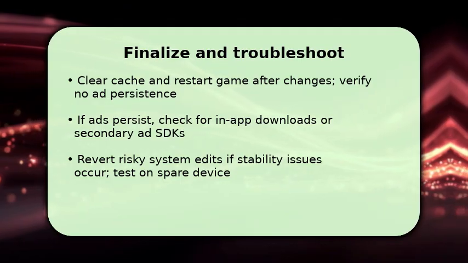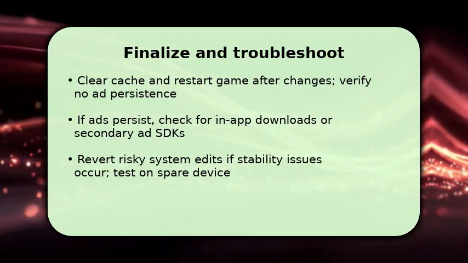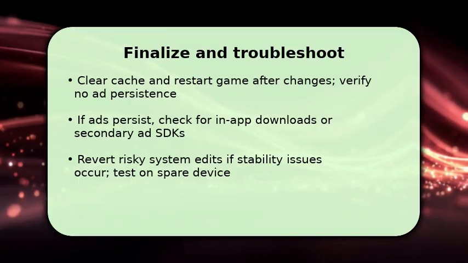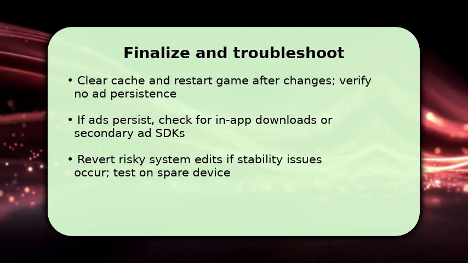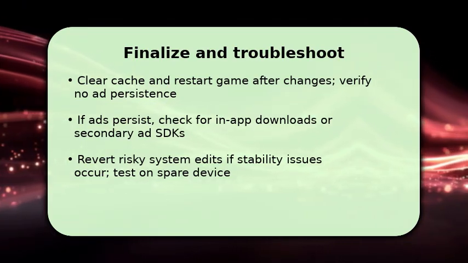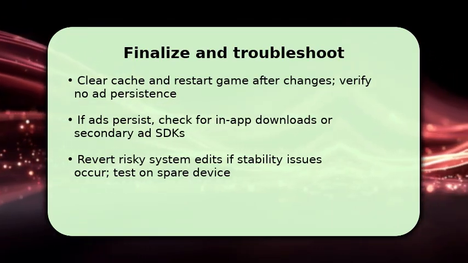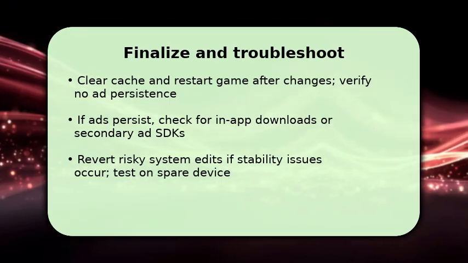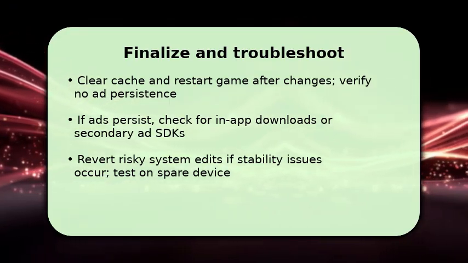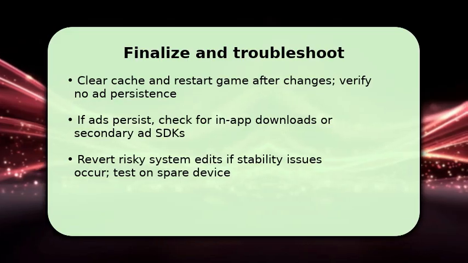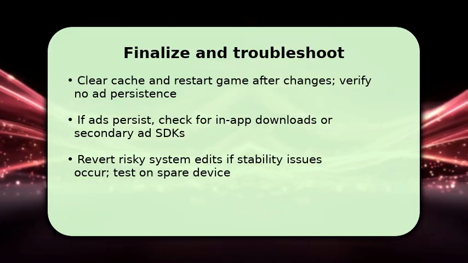If you still see ads, investigate bundled SDKs or downloaded ad content and try more specific domain blocks or app-level rules. Make sure your changes didn't break functionality. If the game misbehaves, undo host's edits or disable the VPN filter, then test on a secondary device. One key tip: keep a backup so you can revert system changes quickly if something goes wrong.